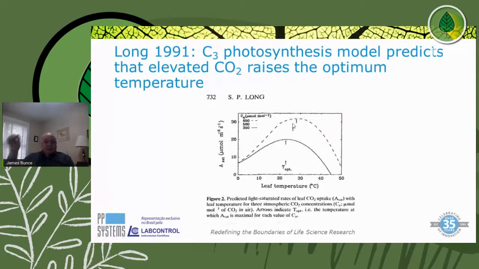Back in 1991, Steve Long pointed out the fact that C3 photosynthesis models predict that elevated CO2 raises the optimum temperature for photosynthesis. And this is just a plot of assimilation rate versus leaf temperature at 3 CO2 levels. This is not a particularly good figure, but it's directly from his publication. And you can see that at 350 parts per million, which was ambient back then, the optimum temperature was a little over 20, 22 or so. And then as you went up in CO2 concentration, up to 650 was the high one here, the optimum temperature actually increases. So these are just predicted light saturated rates of CO2 uptake.